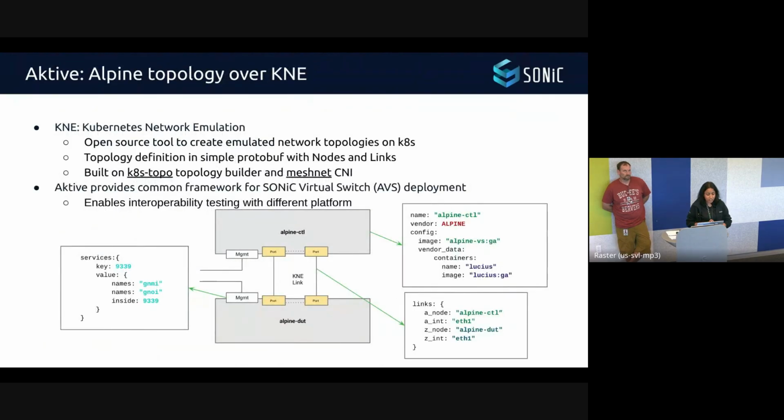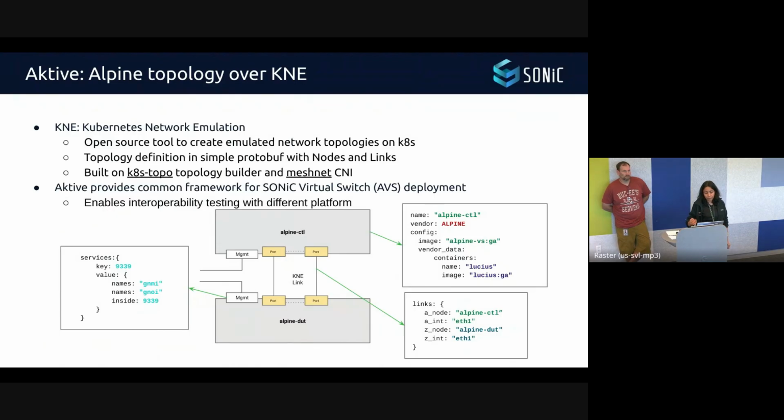As I mentioned, we use KNE for deployment of these virtual test beds. KNE stands for Kubernetes Network Emulation. Marcus will talk more about it. It is an open source tool developed by Google, and it provides a simple way of defining topologies in protobuf format in the form of nodes and links. It is built upon builder technologies like Kubernetes Topo as well as Meshnet CNI.